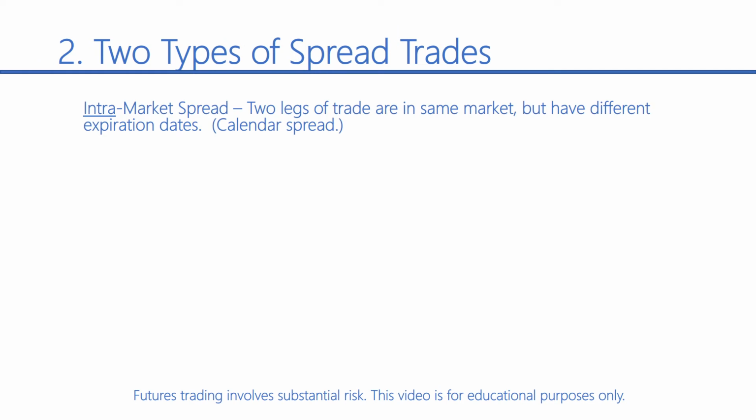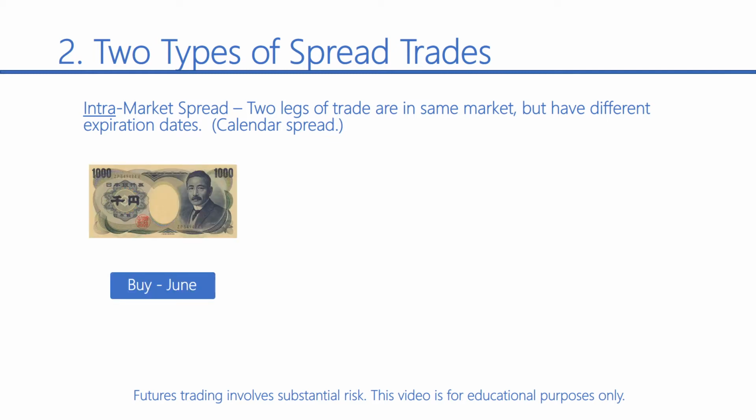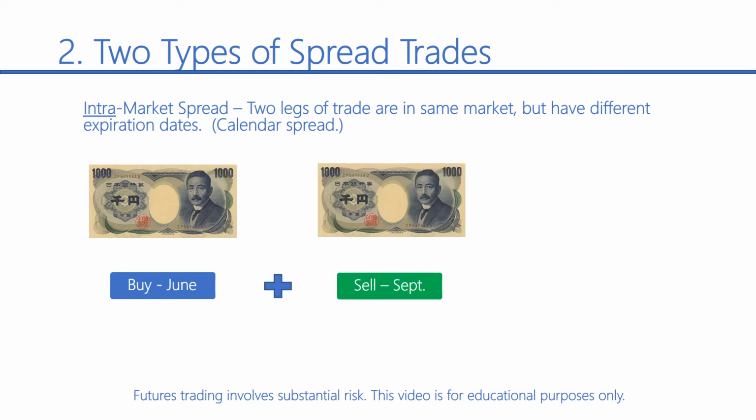Intra-market spreads combine 2 futures contracts in the same market, but with different expiration months. If we buy the Japanese yen June contract and sell the Japanese yen September contract, we have an intra-market spread. For obvious reasons, this is also called a calendar spread.